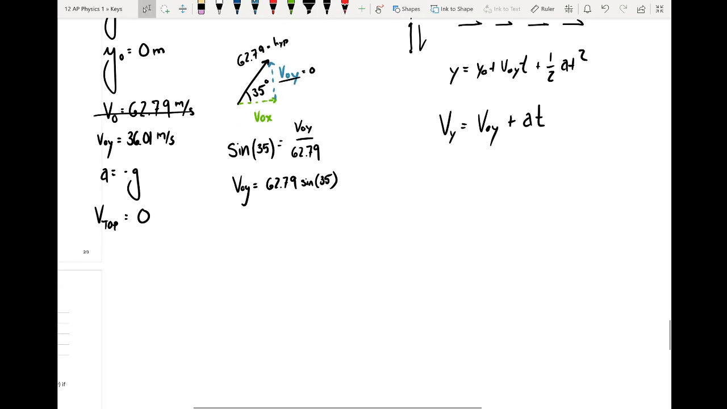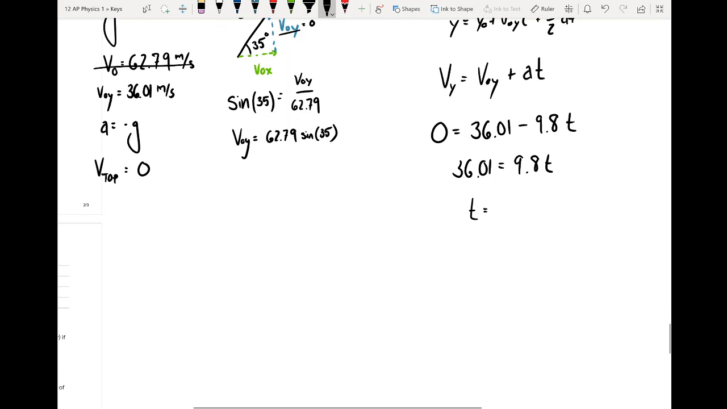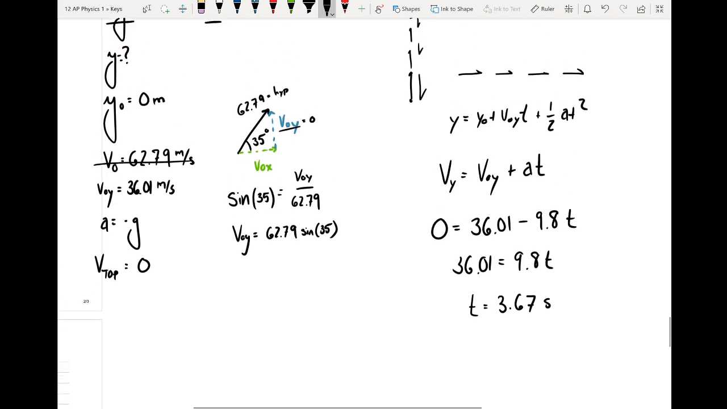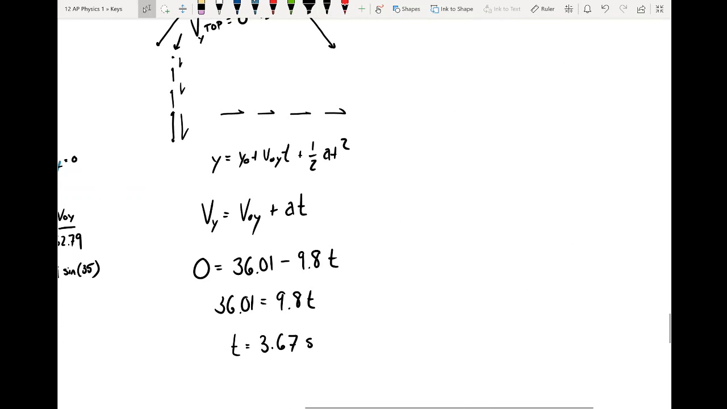So we have that other equation. We know at the very top, our velocity is 0. We know that v naught y is 36.01, and we have acceleration of negative 9.8 times t. 36.01 equals 9.8 times t. So we can say that the time in the air to reach the top is 3.67 seconds. Then we can use this y equation and figure out what height that is happening at.